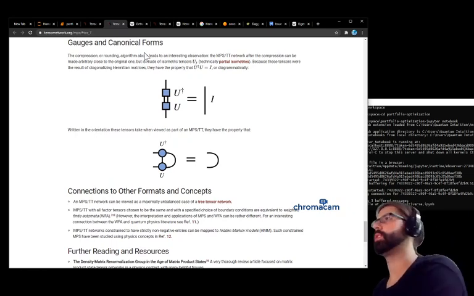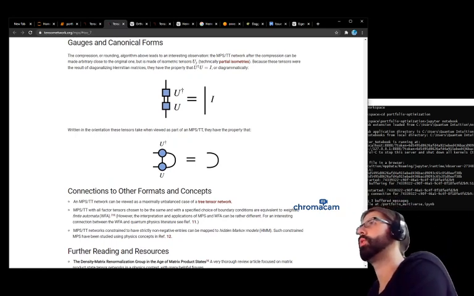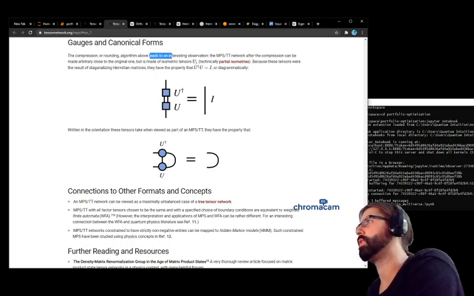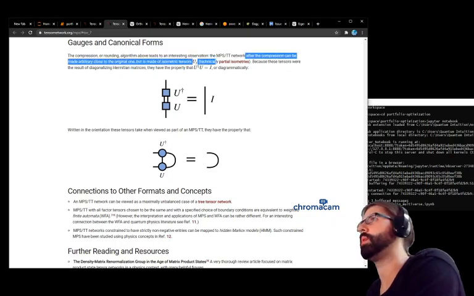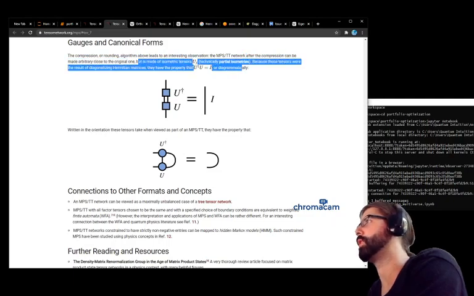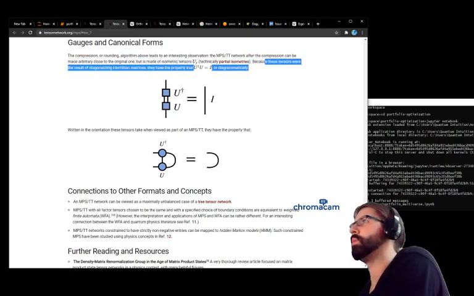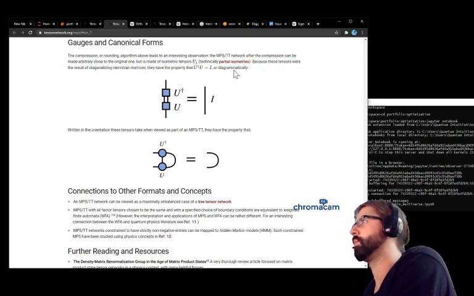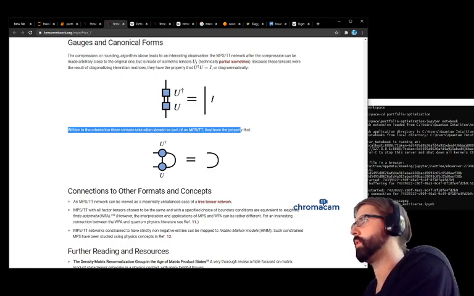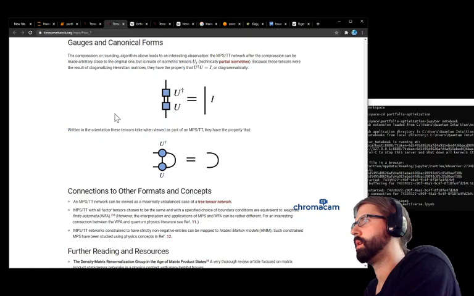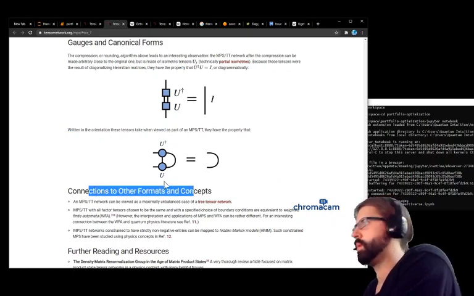The compression, gauge canonical forms. The compression or rounding algorithm above leads to an interesting observation. The MPS after compression can be made arbitrarily close to the original one, but it's made of isometric tensors, technically partially isometries. I have no idea what all this is, because these tensors were the result of diagonalizing Hermitian matrices. They have the property that the product is the identity, or diagrammatically, running the orientation these tensors take when viewed as part of the MPS, they have the property that... Okay.